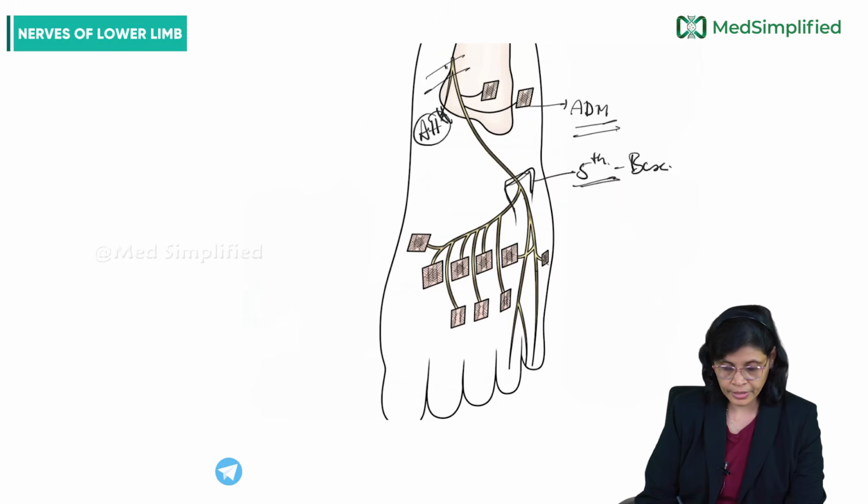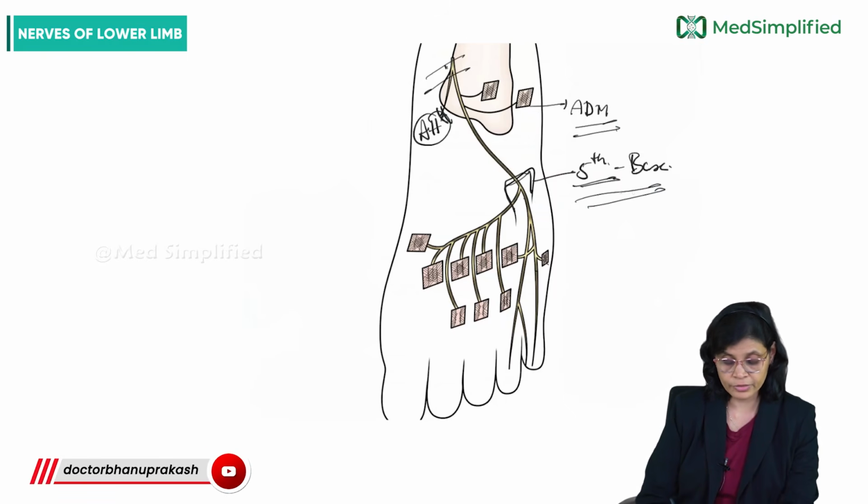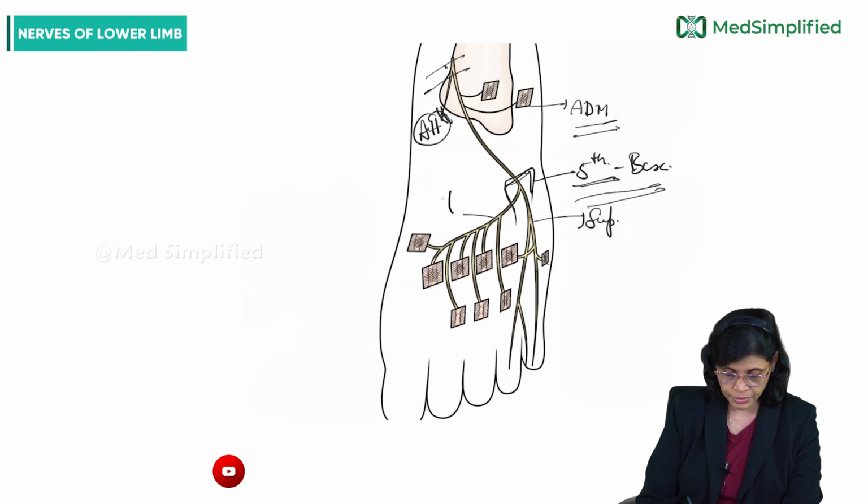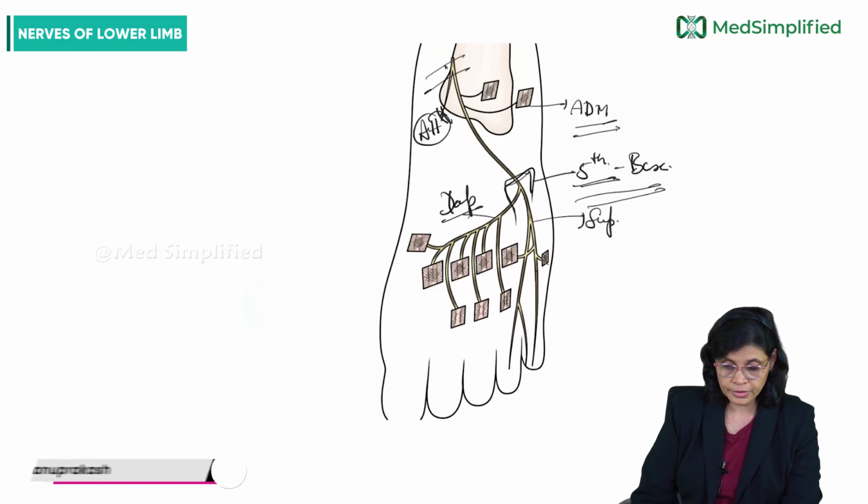It will divide. Okay, here it will divide. At that level, at the base of the metatarsal, it will divide into two, the superficial branch and a deep branch. So this is the superficial branch, and here we have the deep branch. So coming to the distribution, this is the main trunk.